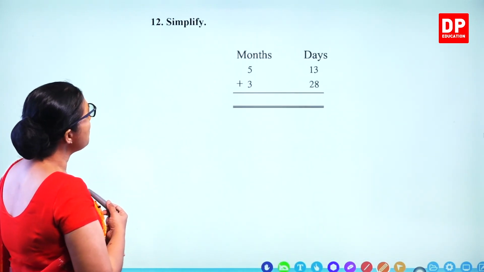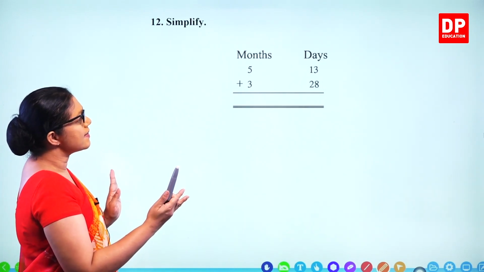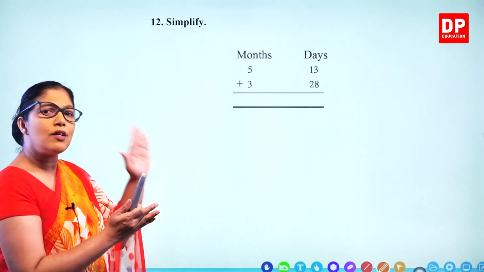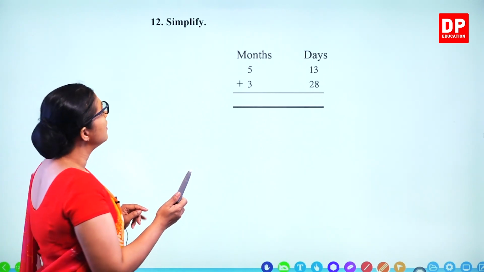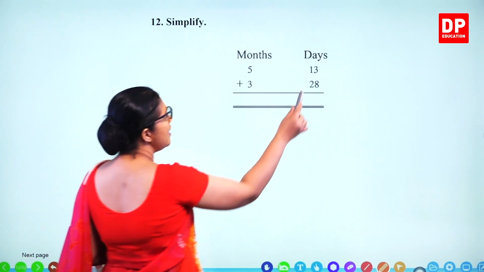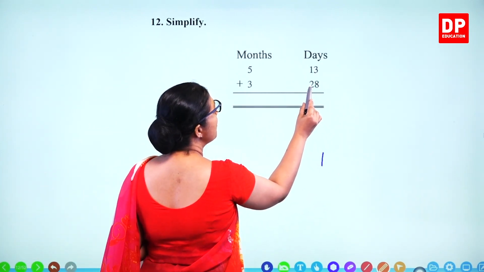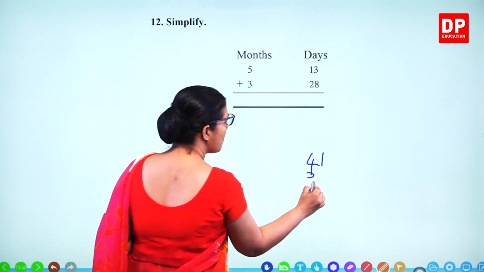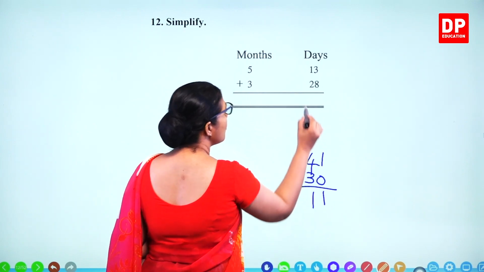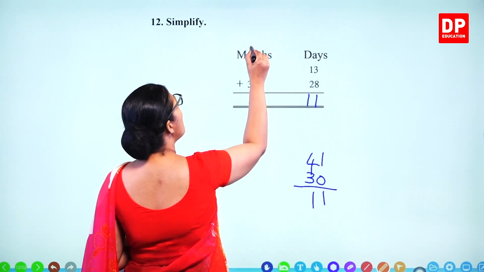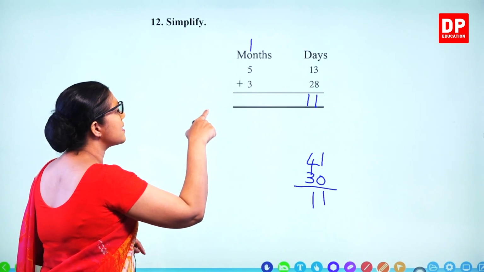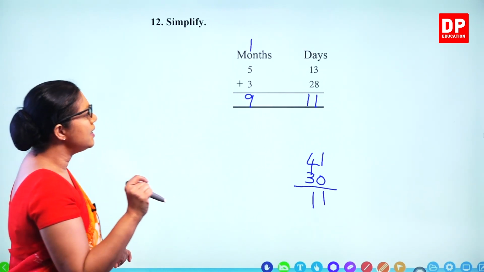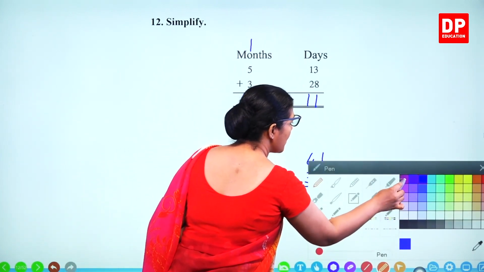Question number 12. Simplify months and days. So the maximum number of days is 29 there. If it's 30, you have to take it as 1 month. So this is addition. We'll add it here. 8 plus 3, 11. 1 remaining. 3 plus 1, 4. 41 you can't keep. Subtract 30 from there. You get 11 here. So we have to add 1 here. 5 plus 1, 6. 6 plus 3, 9. 9 months and 11 days. You get 2 marks there.